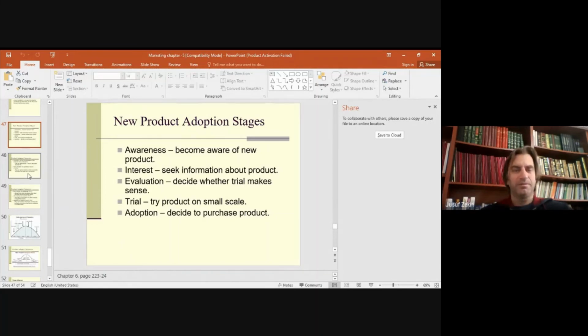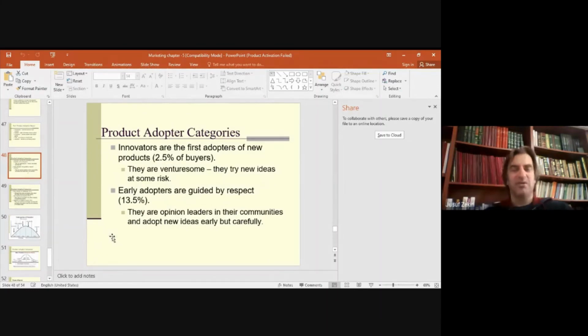And now, based on adopter categories, based on some calculation, there are consumers that are innovators. So you can see in real life that some consumers want to be the first to try the product. Usually it's 2.5% of buyers. And what characterizes such consumers? They want to take risks, venture, try new ideas, and usually they want to be different from the group.